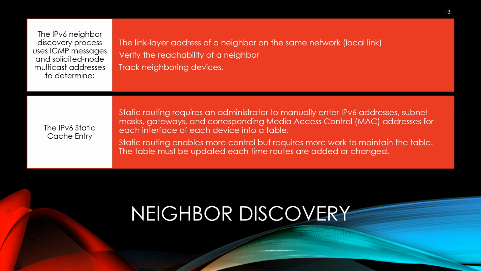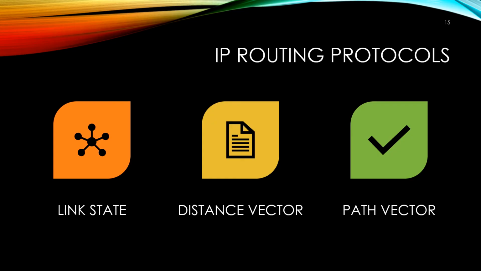Next slide. IP routing protocols. All right, IP routing protocols. This is a pretty big one. So routing protocols are effectively distributed database systems. They propagate information about the topology of the network among the routers within the network. Each router in the network then uses the distributed database to determine the best loop-free path through the network to reach any given destination.